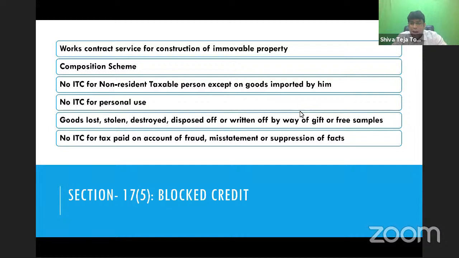Then, sir, if a car is purchased by a CA, can you claim ITC on the cost of the car? No. That's what I told you. Where seating capacity is up to 13, credit is not allowed. Where the capacity is more than 13, then only credit is allowed. And if it is a car, then definitely less than 13 only.